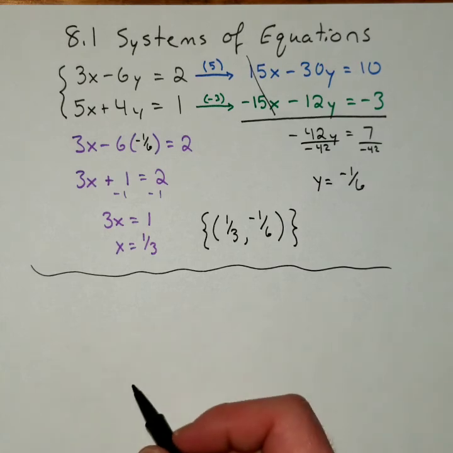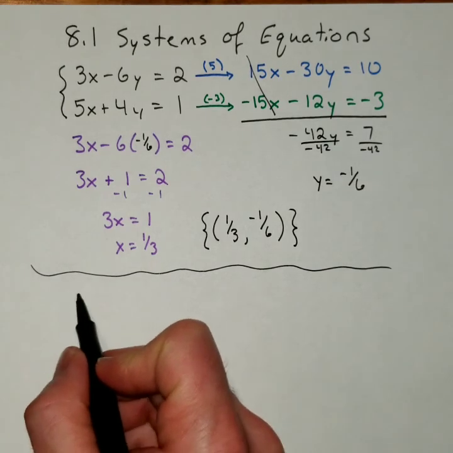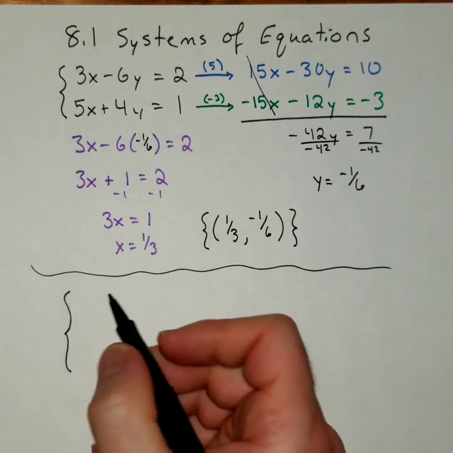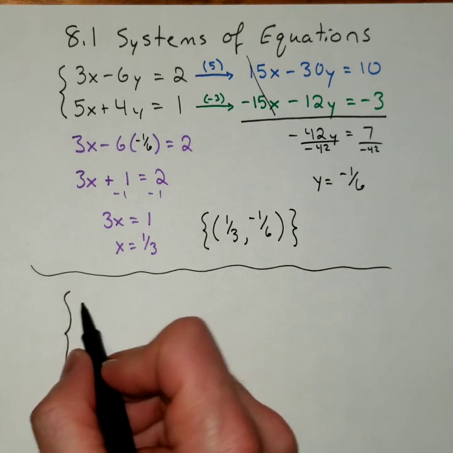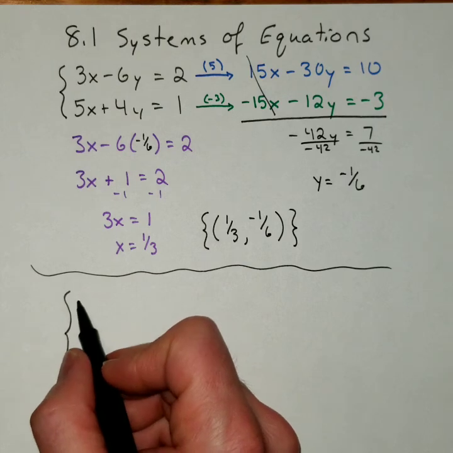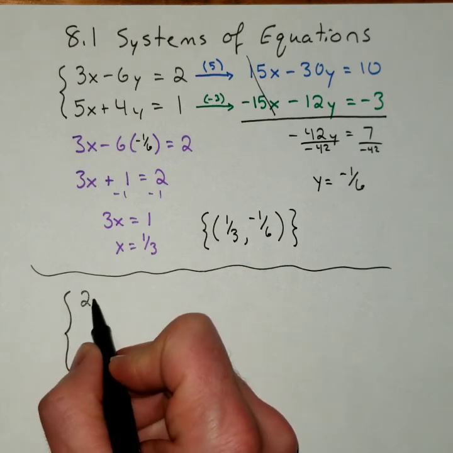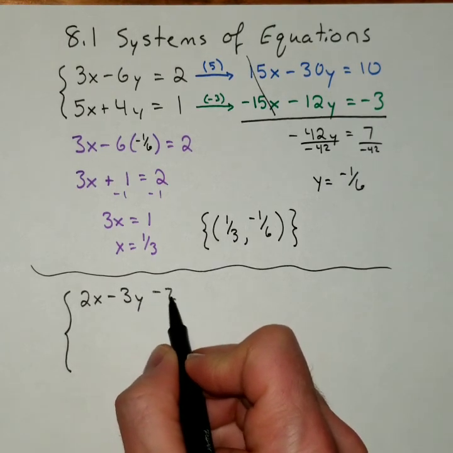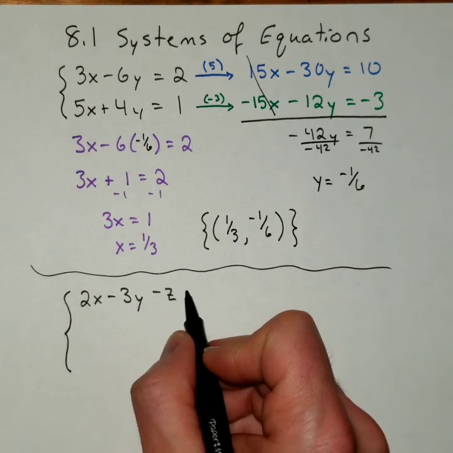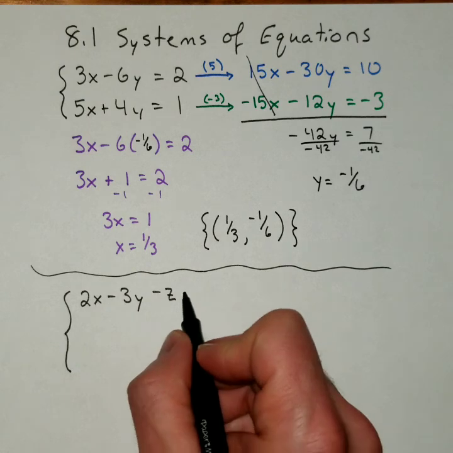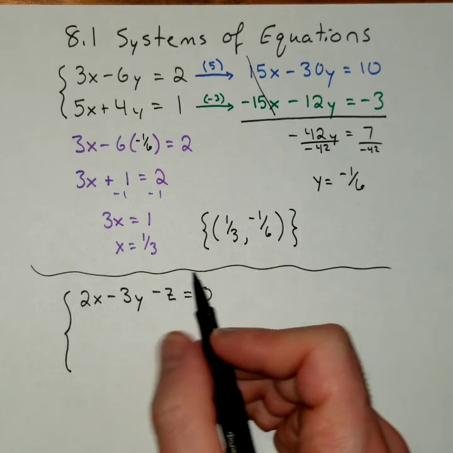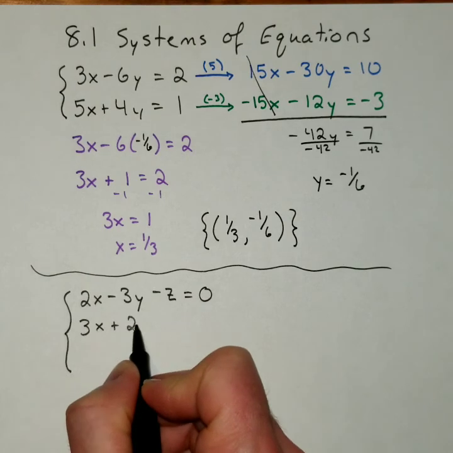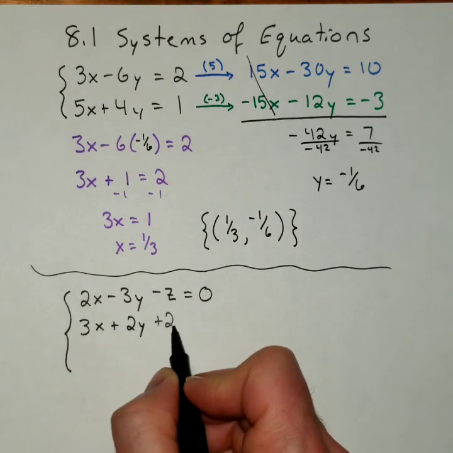Okay. All right, last example. This one's going to be a little bit different. This one is going to contain 3 equations and 3 variables, and yes, you will see larger systems throughout both section 8.1 and the following sections. Okay, so we are going to see some of these bigger systems.